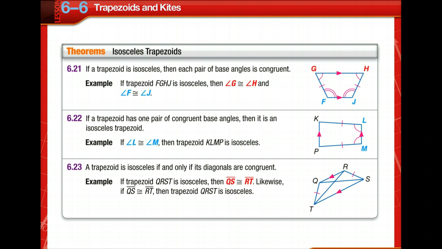A trapezoid is a quadrilateral with exactly one pair of parallel sides. The parallel sides are called bases. The non-parallel sides are called legs. The base angles are formed by the base and one of the legs. In trapezoid FGHJ, angle G and angle H are one pair of base angles, and angle F and angle J are another pair. If the legs of a trapezoid are congruent, then it is an isosceles trapezoid.